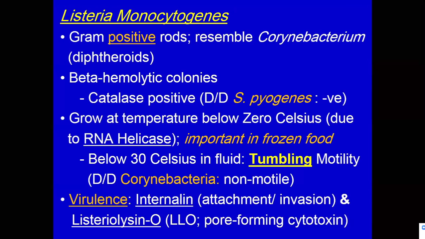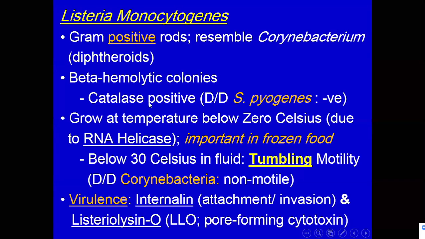The last microorganism that I am going to talk about causing meningitis is Listeria monocytogenes. Listeria monocytogenes is a very special microorganism, and it has unique characteristics which you have to remember. These are gram-positive rods, bacilli, resembling Corynebacterium, especially the diphtheroids. It can cause beta hemolysis, and it is catalase positive.